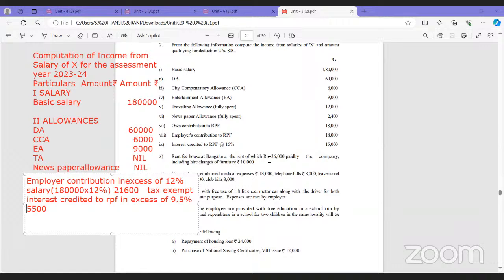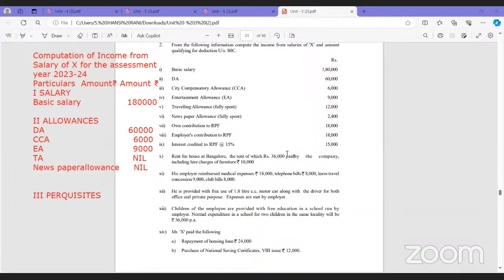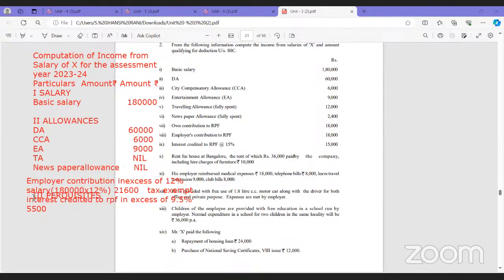Next comes rent-free accommodation, rent-free house at Bangalore. It's very clear that the accommodation is not owned by the employer. The employer is not having own accommodation, is paying rent. So what is the rule? Rent paid by the employer or 15% of salary, whichever is less, will be taken as rent-free accommodation. Now, the rent being paid is 36,000.